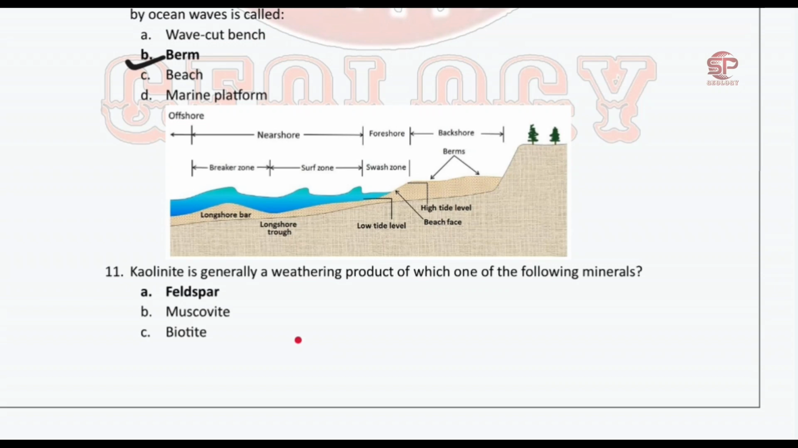Kaolinite, you all know that it is a very common question. When feldspar undergoes chemical weathering, it will produce kaolinite. So the weathering product of feldspar will be kaolinite. So the answer will be A.